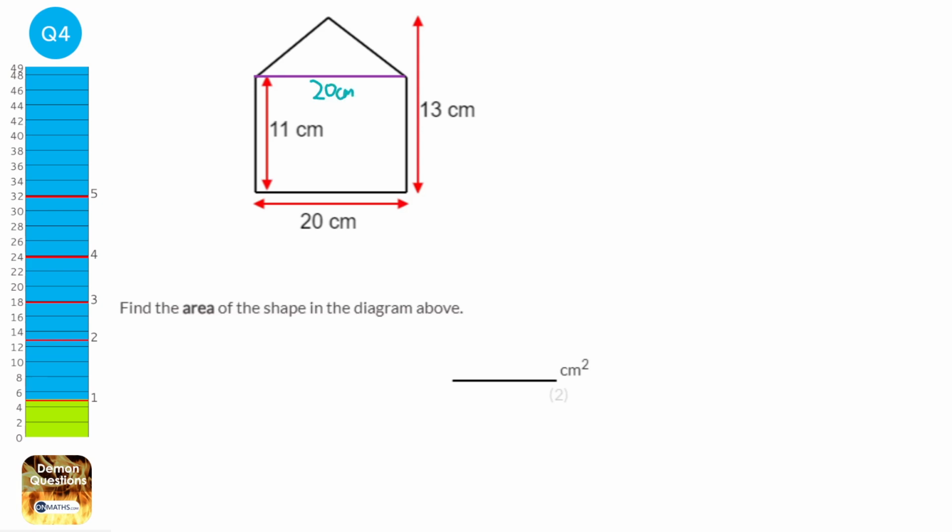And we need to find the height, which is this length here, which is 90 degrees to the base. And to find that, what we can look at is the fact that the total height of the whole thing is 13, and the height of the bit we don't want is 11. So what's left over? Well, 2 centimeters will be left over, so the height of the triangle will be 2 centimeters. So let's work out the area of the triangle first.